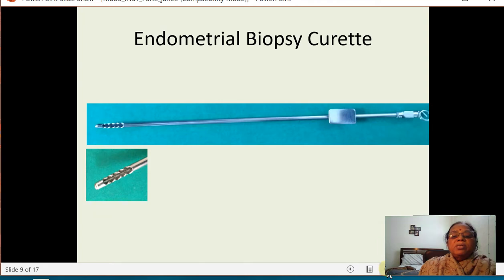This instrument is endometrial biopsy curette. It's a long instrument. There is a thumb rest and there is the probe to clean the instrument and keep it patent. The tip is having serrations so that the sample can be taken. All the indications of the D and C, especially when the cervix is not getting dilated or you want to do it as an OPD procedure, this instrument is used.